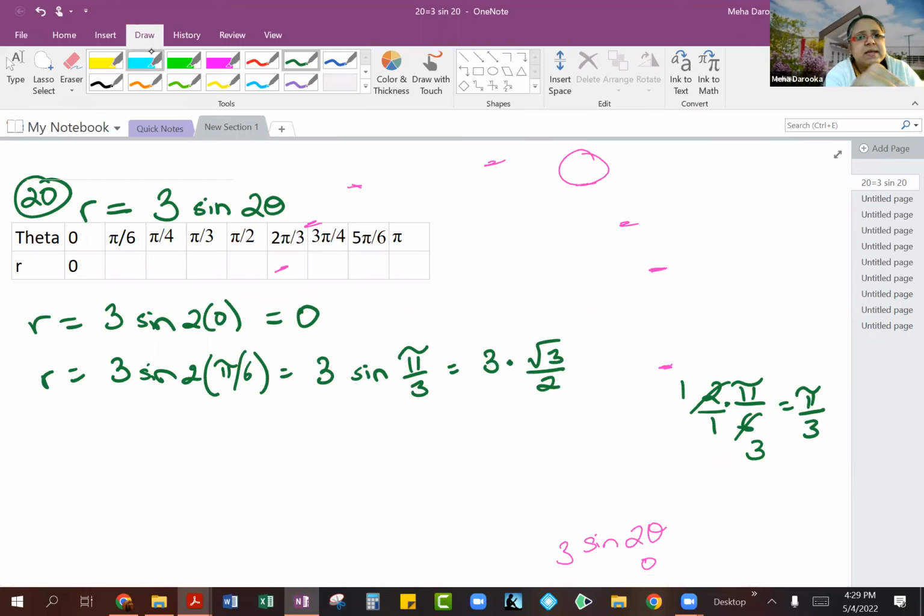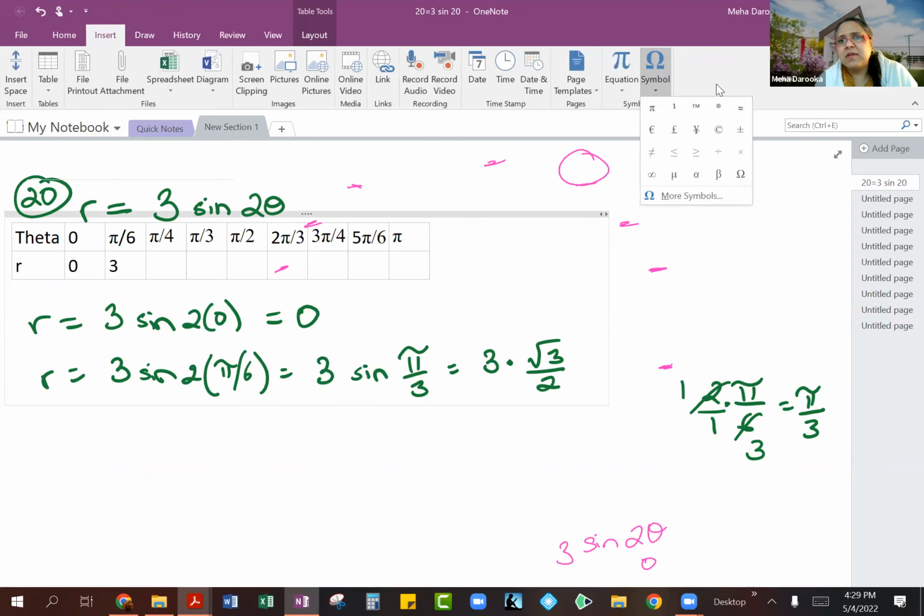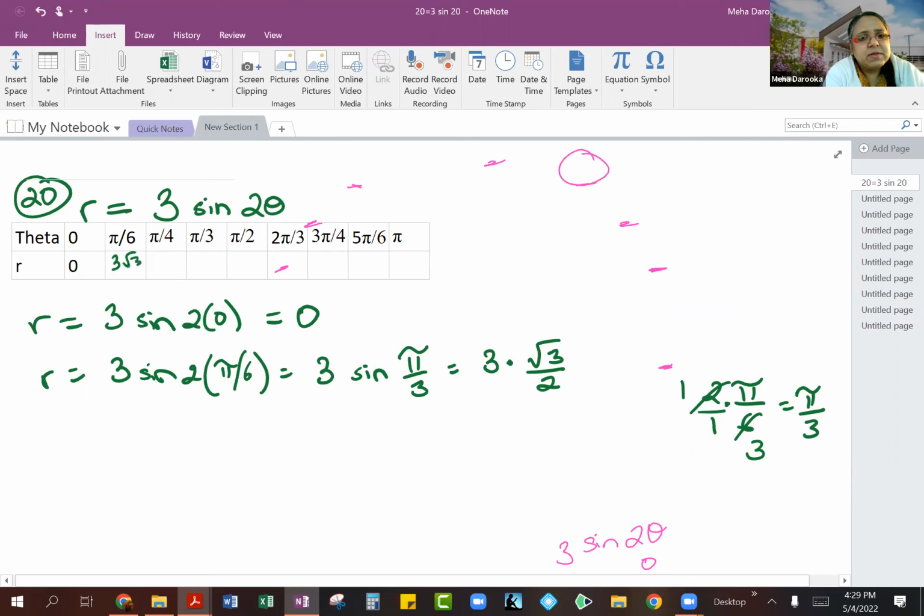So as you can see, this answer over here will be 3. That's the only problem I have with this one over here. Okay, looks like I don't have a square root symbol readily available. So let's do this by hand. 3 square root of 3 over 2 for that one. So, that's kind of the idea behind this.